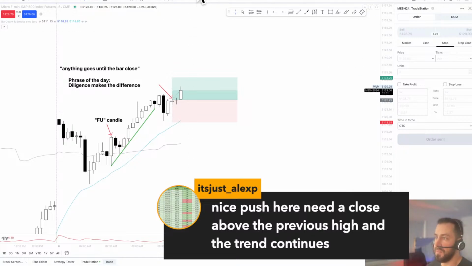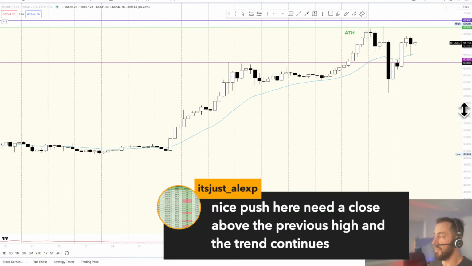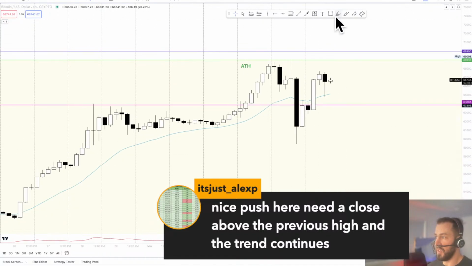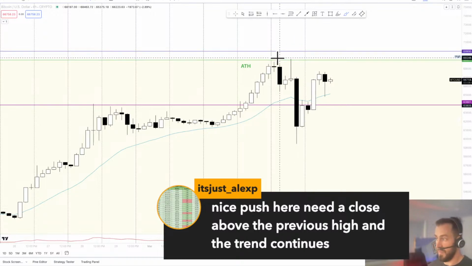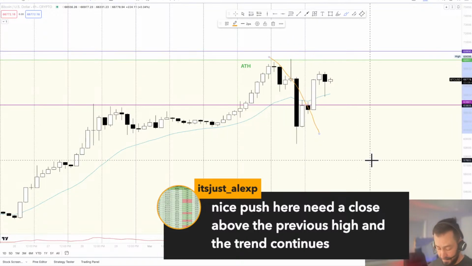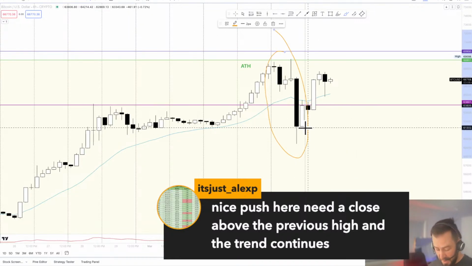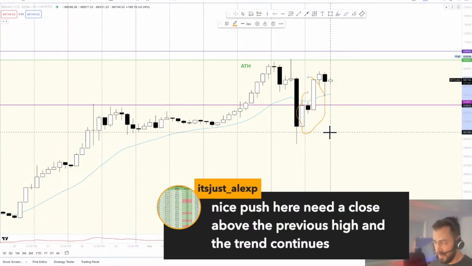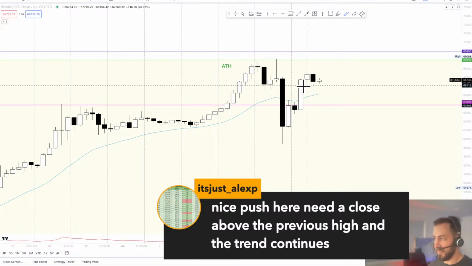Let's take a look at Bitcoin. Interesting. Okay, so this was the all-time high for Bitcoin. Big pullback. A lot of selling there. Well, that's profit taking, right? All that profit taking. But then look, we got an FU candle. We got another FU candle.